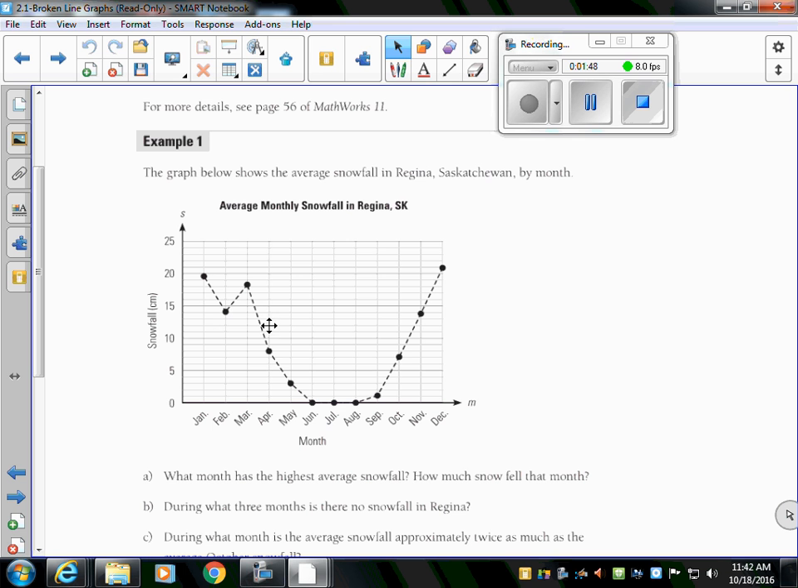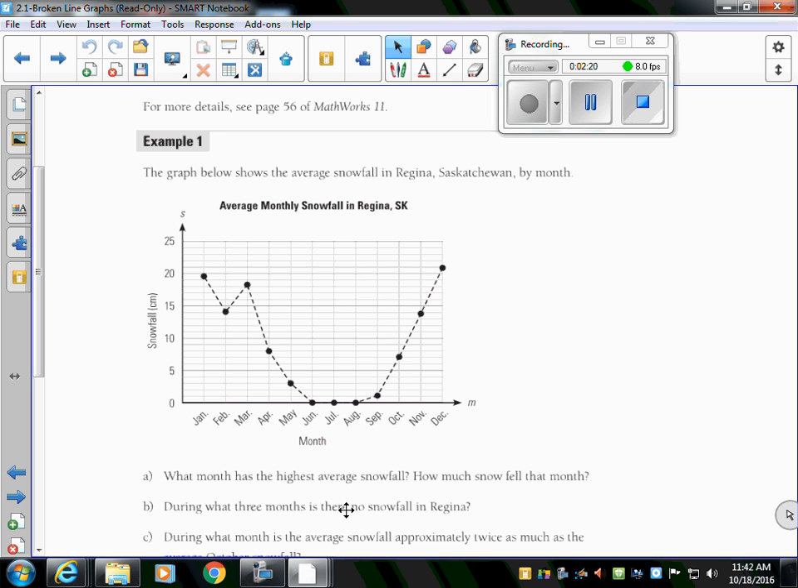Okay, which month has the highest average snowfall? That's the one highest on the graph, in this case December. How much snow fell in that month? Well, we read up at December and we read across and we get 21. Each one of these represents 1 centimeter, but depending on the scale, if this said 200 to 250, each line would be 10. So then it would be 210. But in this case, it means every line is 1.